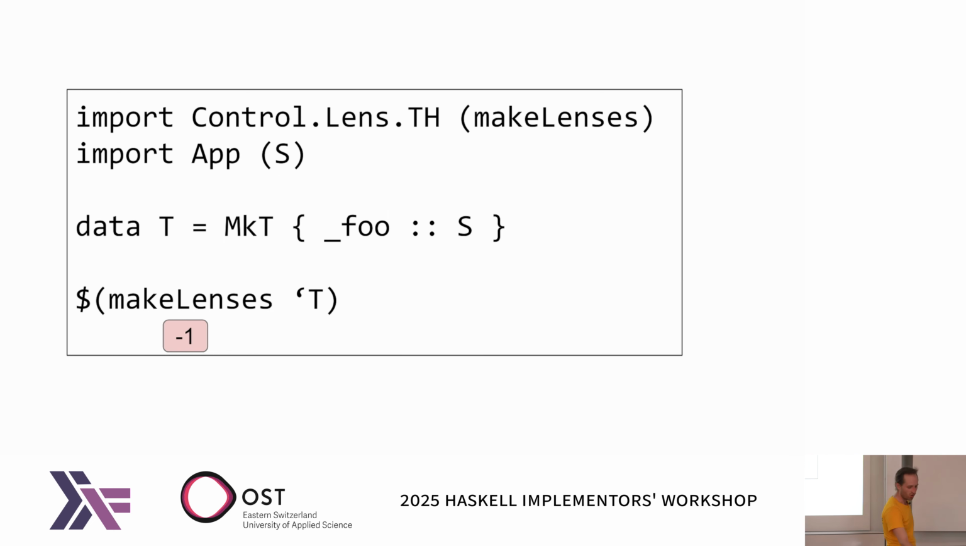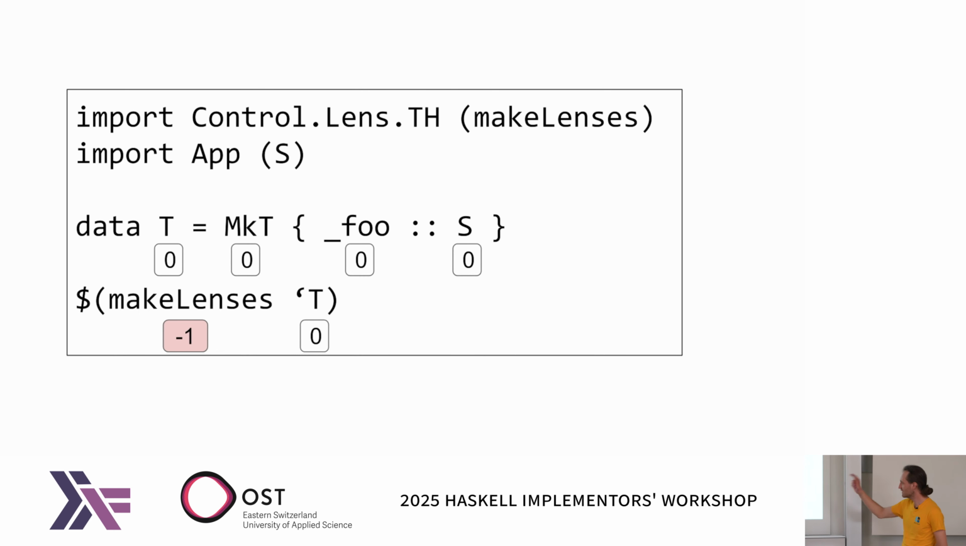And the usage of T is defined at level 0, which is the top level. Make T is level 0, that's top level. Foo is level 0 because that's top level. S is level 0 because that's the top level. And T is used at level 0 because we subtract 1 to get inside the splice and then add 1 to get into the quotation.